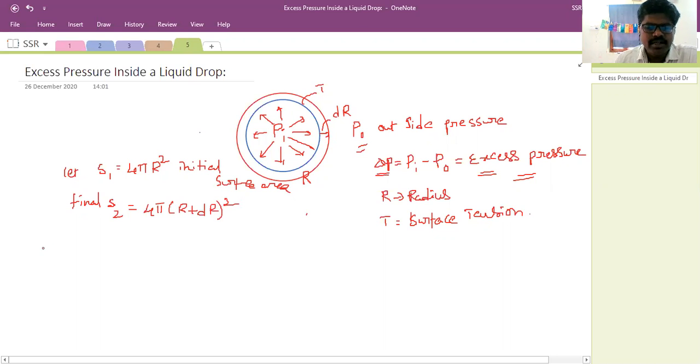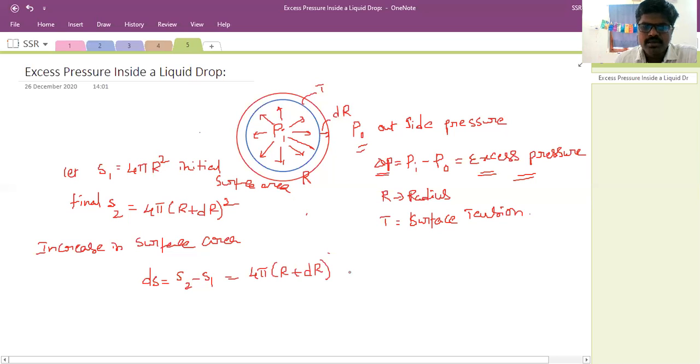Then there is an increase in the surface area of the liquid drop because of the excess pressure. dS is equal to S2 minus S1, that is 4 pi into r plus dr whole square minus 4 pi r square. Are you able to follow? The increase in surface area is in all sides, because of the increase dr on all sides.